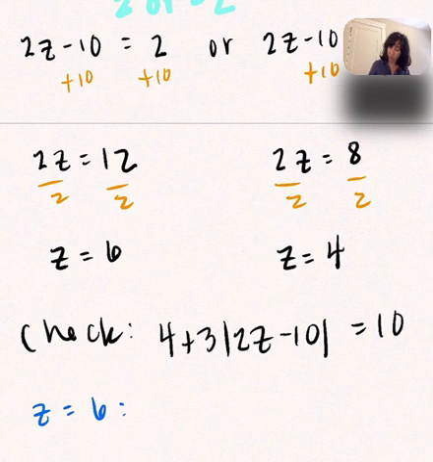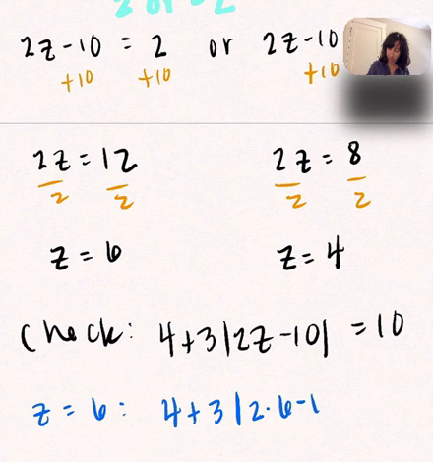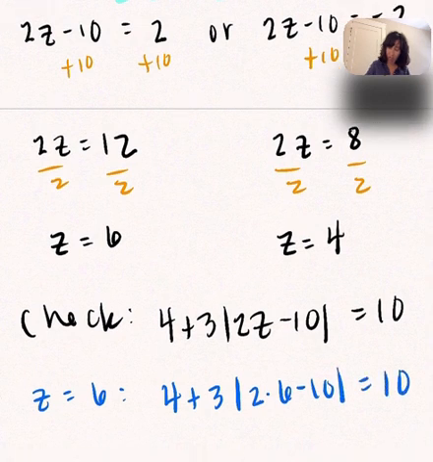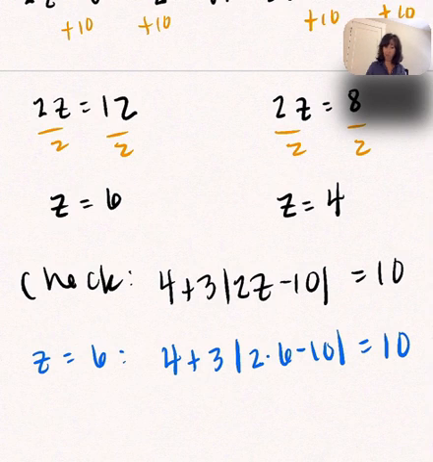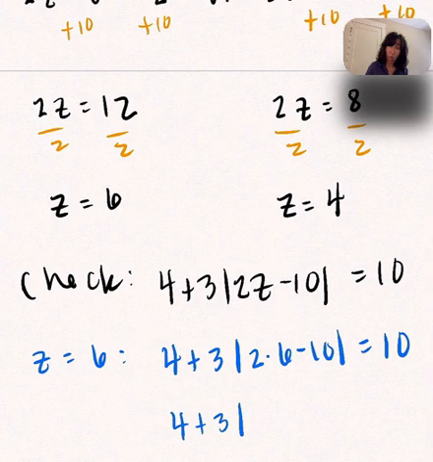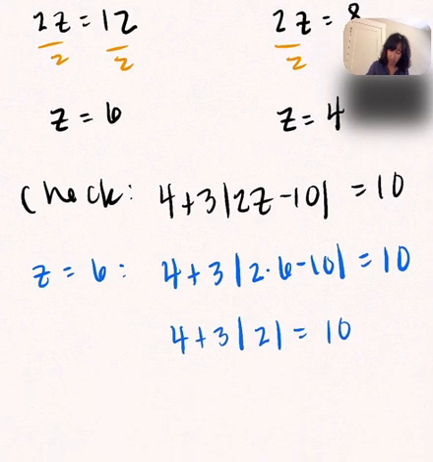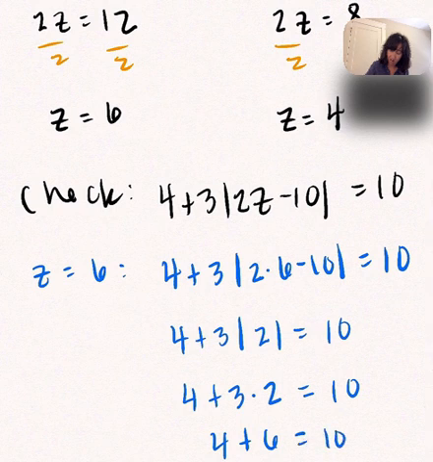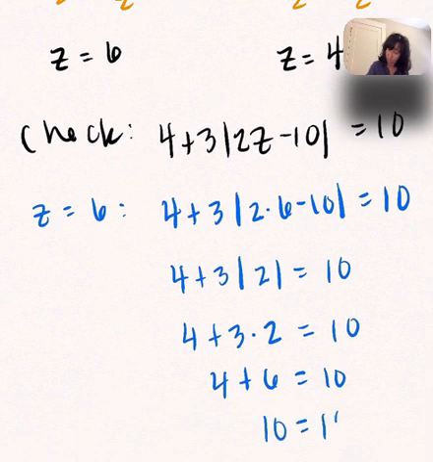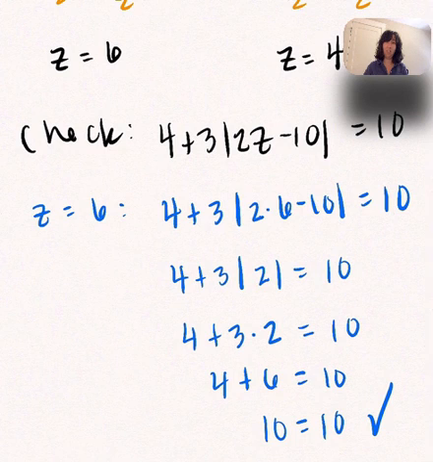So to check z equals 6, I would plug 6 into the z spot. And I want to make sure that both sides are equal to each other. And if they're not, then you made a mistake somewhere. So if we do that, we get 4 plus 3 times the absolute value of 2 times 6, which is 12, minus 10, which is 2. We want to see if both sides are equal. Absolute value of 2 is 2. And then we get 4 plus 6 equals 10. Is that true? Yes, it is. Okay, so z equals 6 checks out.